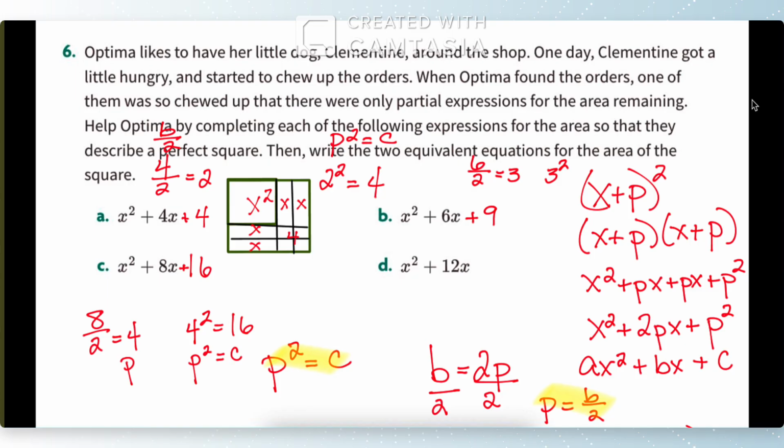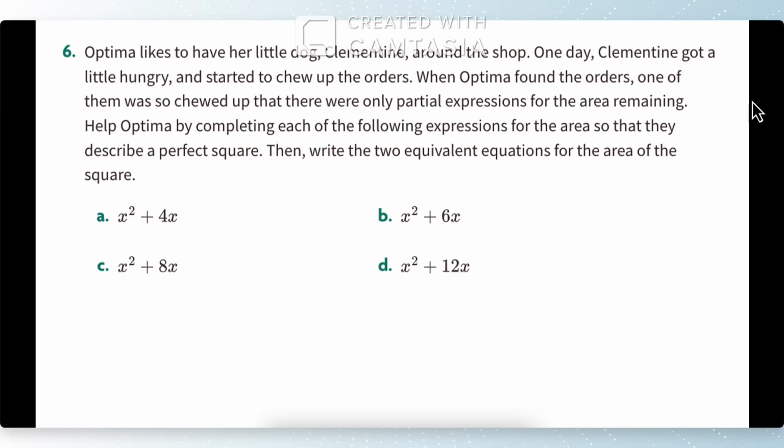Last one here at 12 would be our 12 cut in half. That's 6. That means my p is 6, and if I do 6 squared, I get 36. So 36 is my missing number there. So that's how I can complete those perfect squares using that trinomial. Hopefully we feel good about 6.